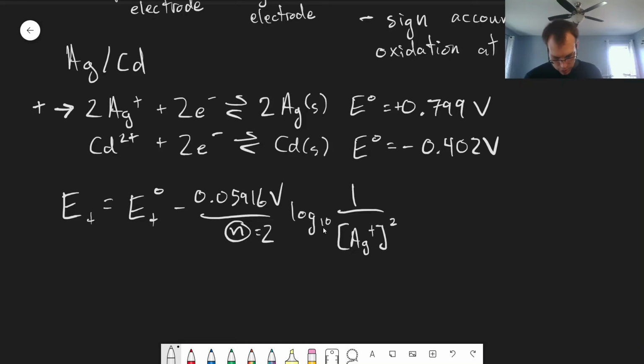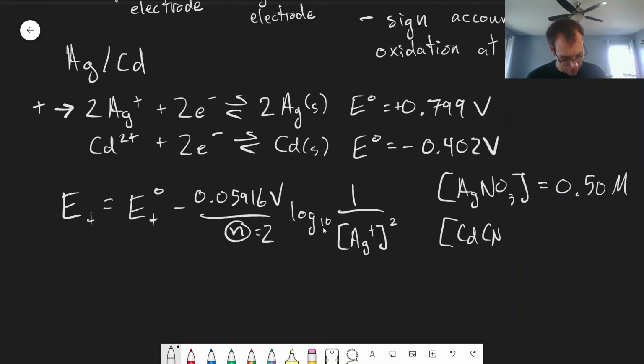Okay, so, oh, I forgot to specify. For this particular reaction, we need to know the concentrations. I have that in my notes here, but forgot to write it up here. So we're doing this for a solution where we have 0.5 molar silver and our concentration of cadmium nitrate is 0.01 molar.